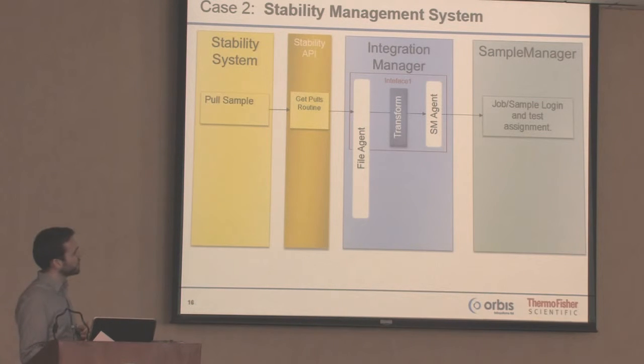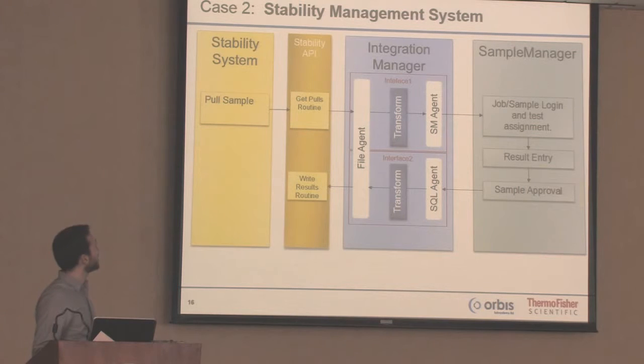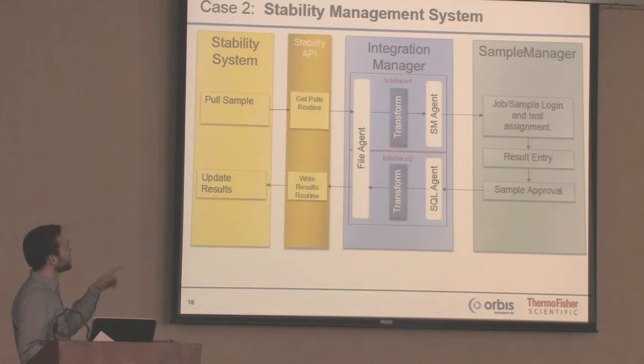So once results were entered in Sample Manager and approved, an SQL agent would then poll Sample Manager for all approved stability samples within a given time range, transform that to the stability XML format. The stability API write results routine would then pick up that file and update results in the stability system. So you can see a number of agents were used.